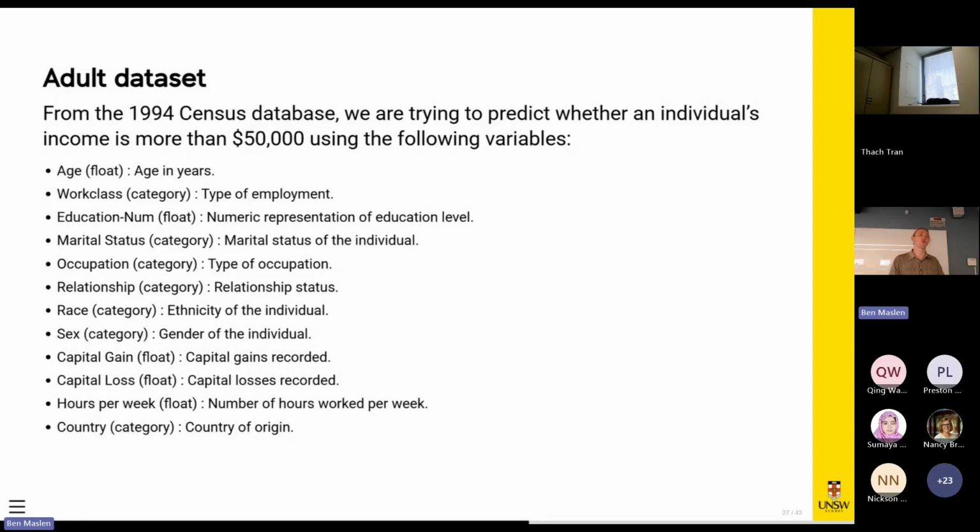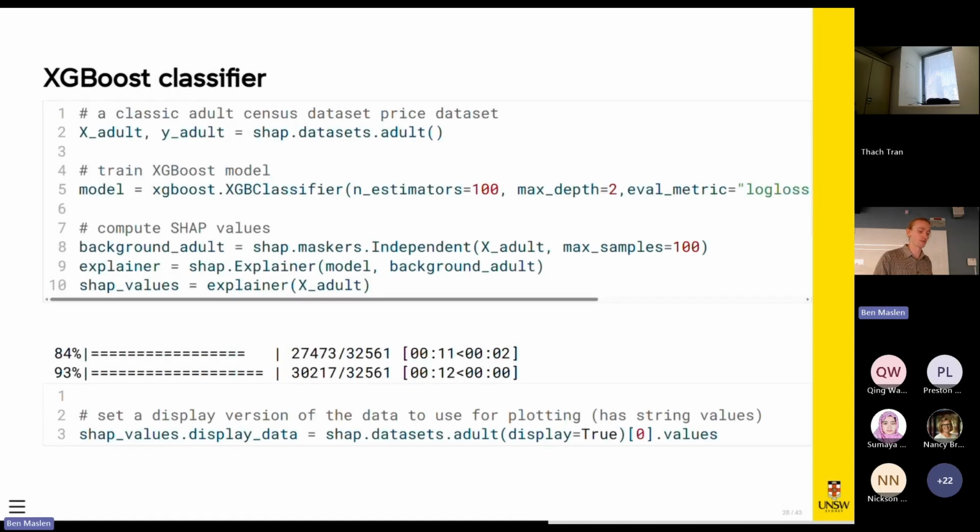And we have a whole bunch of feature variables that we're going to use to predict whether they're a high or a low earner. We have their age, the type of employment, their education level, marital status, occupation, relationship, race, sex, the amount of capital gains they've made, capital losses they've made, how many hours they work per week, and their country of origin. Notice we have a few categorical predictor variables in here as well. That's fine. SHAP has some nice functionality to work around categorical predictor variables too.